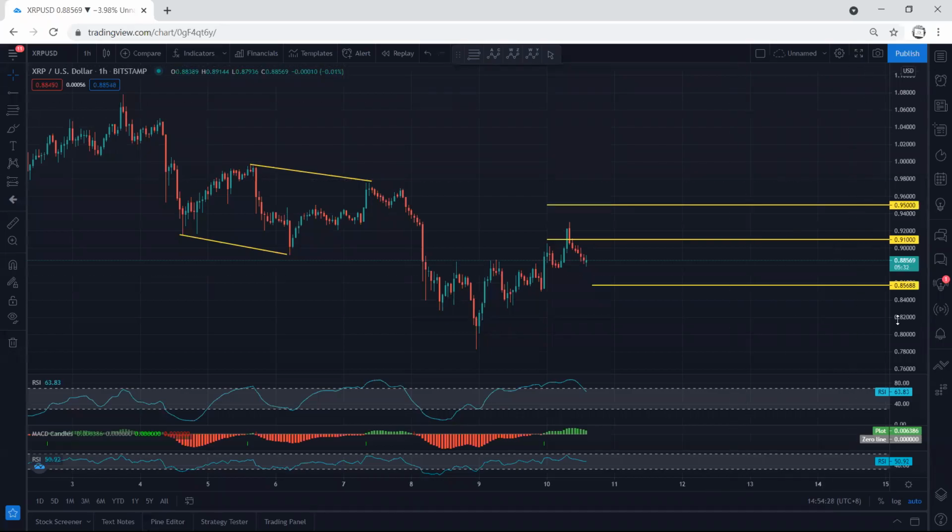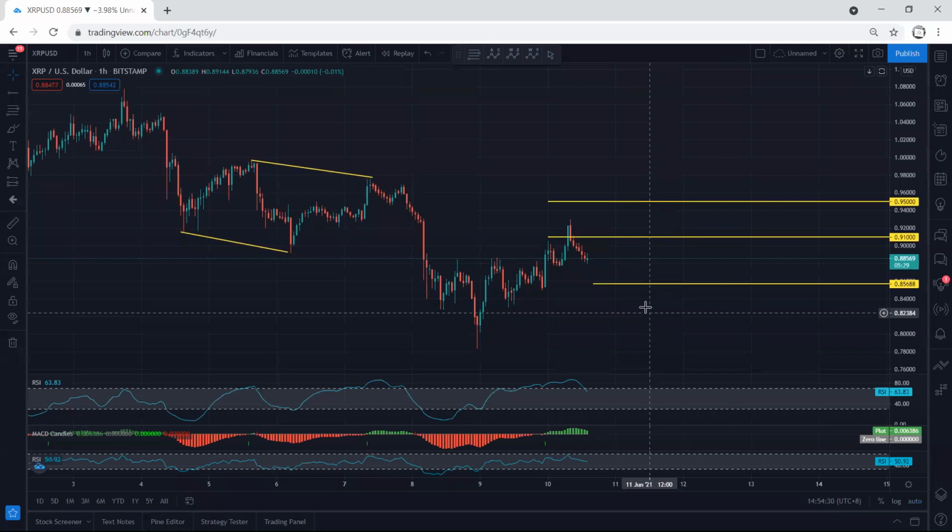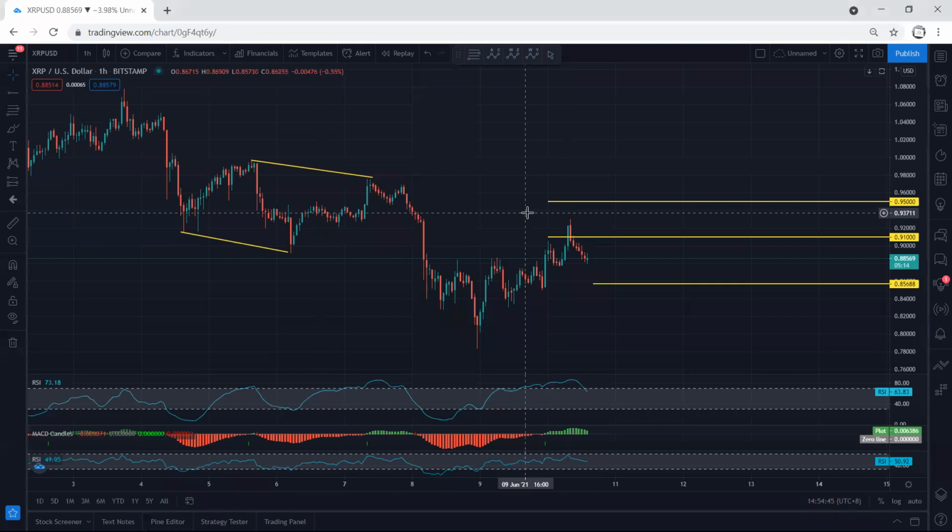XRP, we start with the 1 hour chart. If we refer to our analysis, we have been looking for buy since the price was within this move. And we mentioned we want to see the breakout of 91 followed by 95. As we can see, the price tagged the first one, but there was no continuation. Okay, now let's see what's next. We keep these lines there.